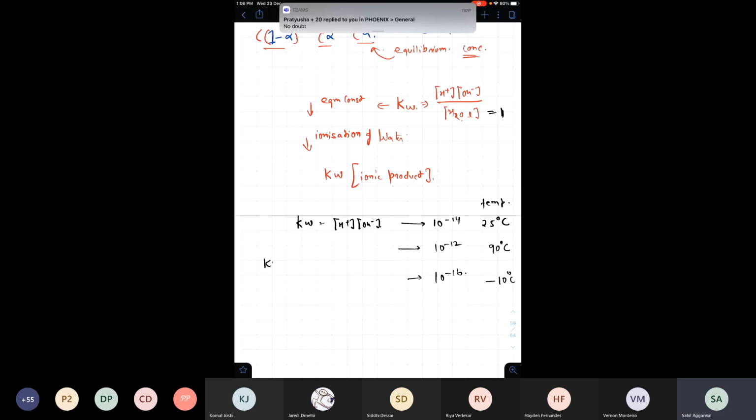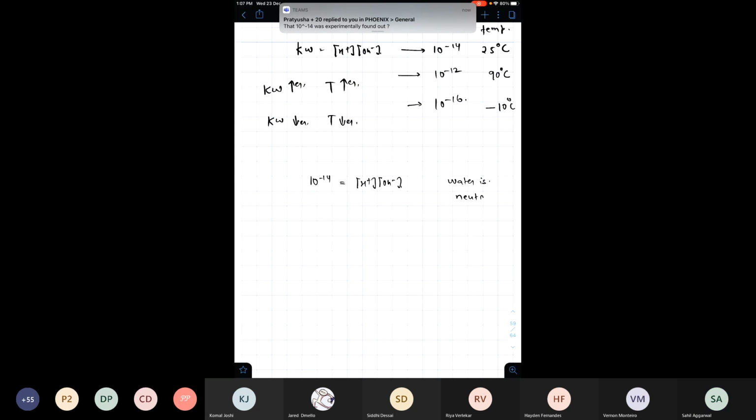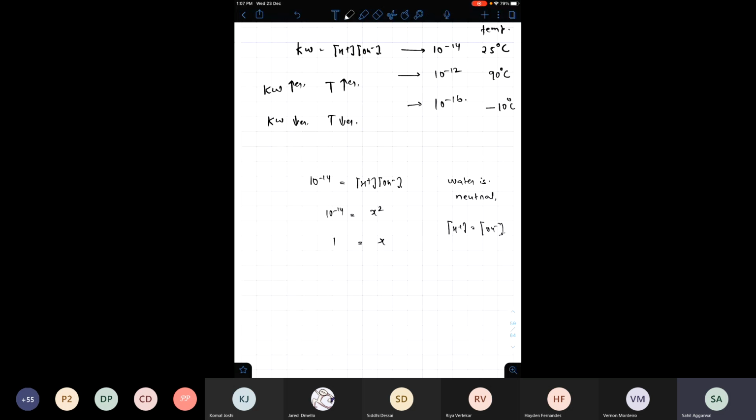KW value increases with increase in temperature, decreases with decrease in temperature. That means 10 to the power minus 14 is equal to H plus concentration into OH minus concentration. We know water is neutral. It was found out experimentally at 25 degrees centigrade. Water is neutral means the concentration of H plus will be equal to the concentration of OH minus. So X square is equal to 10 to the power minus 14, X is equal to 10 to the power minus 7.